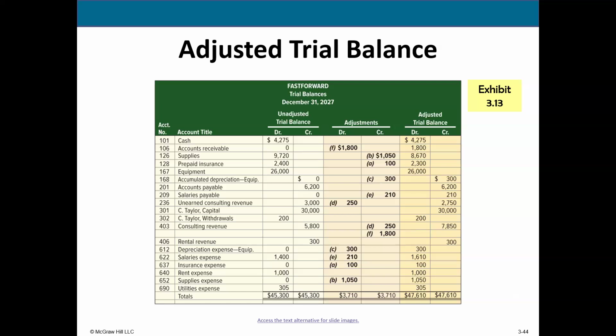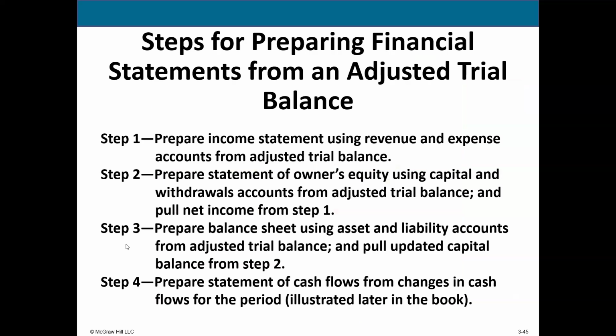Now, how do we prepare the adjusted trial balance? There's 4 steps that we need to follow. The first step is we prepare the income statement using revenue and expenses from the adjusted trial balance. I'm sorry, this is how we prepare our financial statements. That's what I meant to say. We prepare our income statement based off the adjusted trial balance. That's the first thing we do.